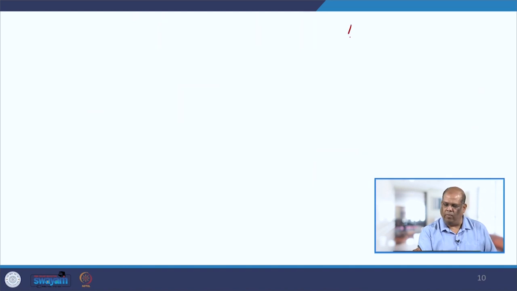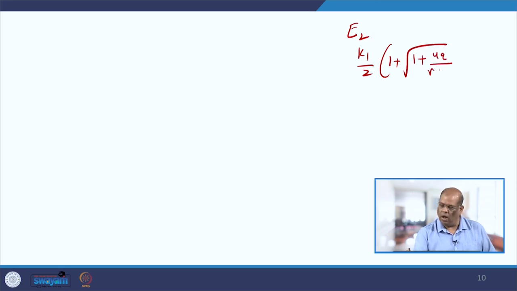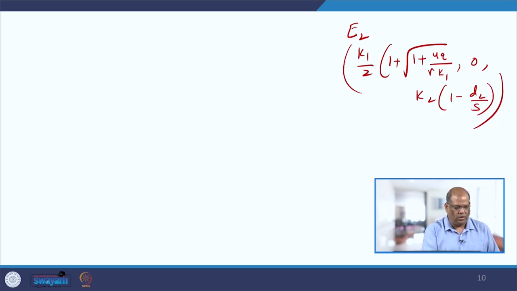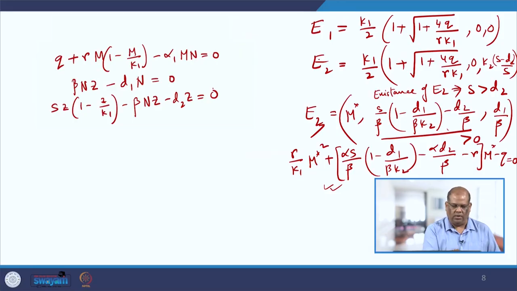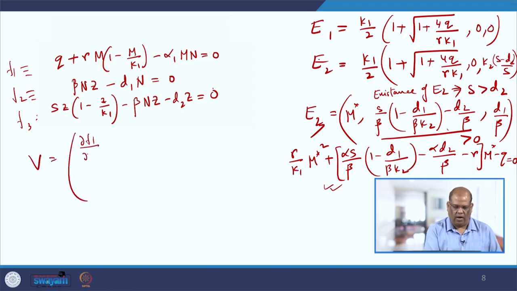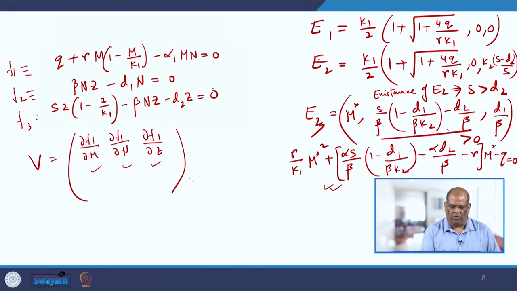Let us go to the second equilibrium point E2, which is K1 by 2 (1 plus square root of 1 plus 4Q by RK1), 0, and K2 (1 minus D2 by S). The corresponding Jacobian matrix will be given by V2. When I say Jacobian matrix, it means that you will take these expressions as some F1, F2, and F3, and then find the Jacobian matrix as del F1 by del M, del F1 by del N, del F1 by del Z, and similarly for the other two functions at the equilibrium point M star, N star, and Z star.